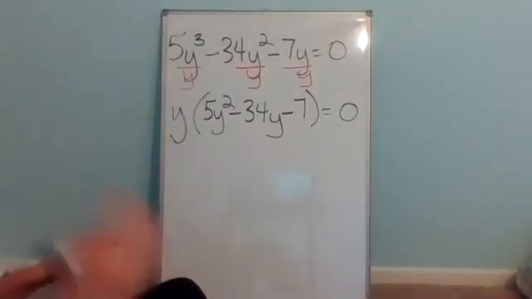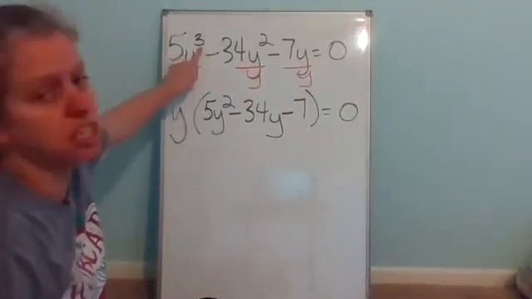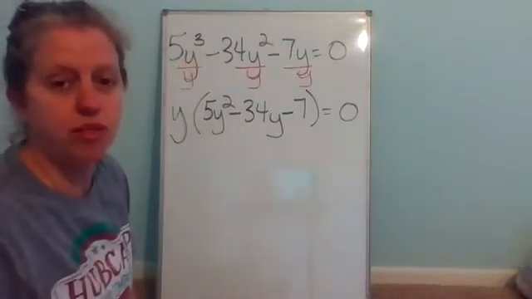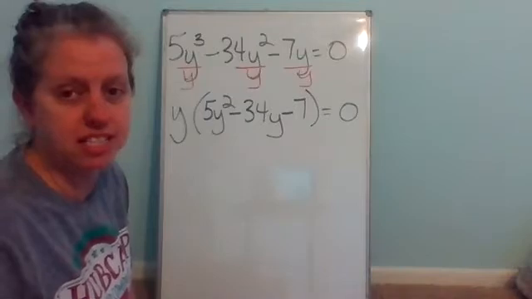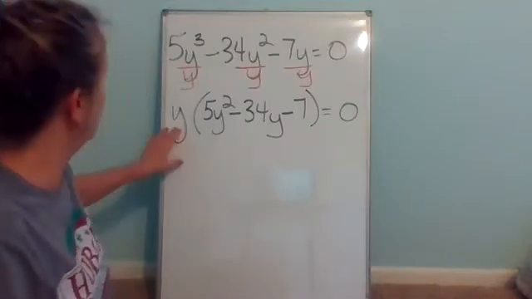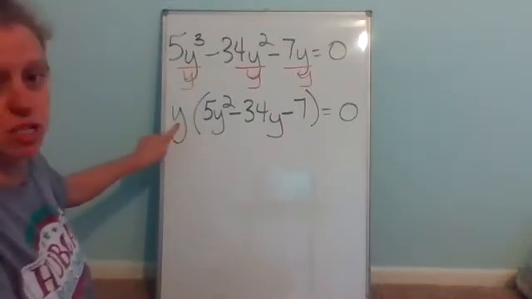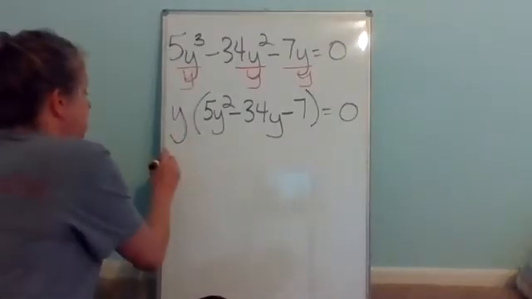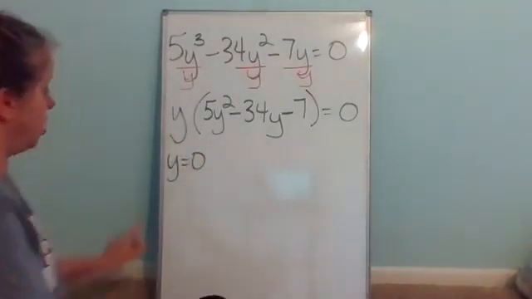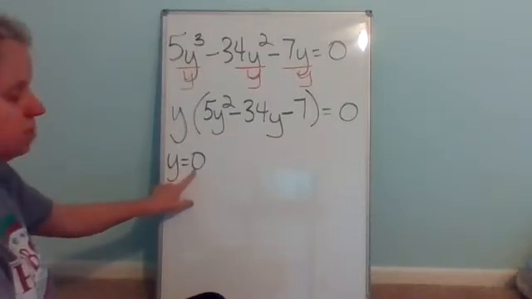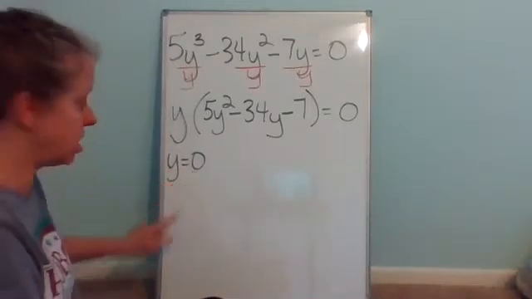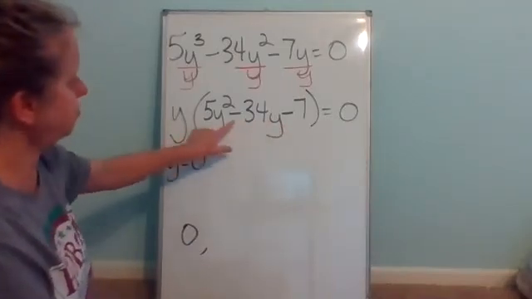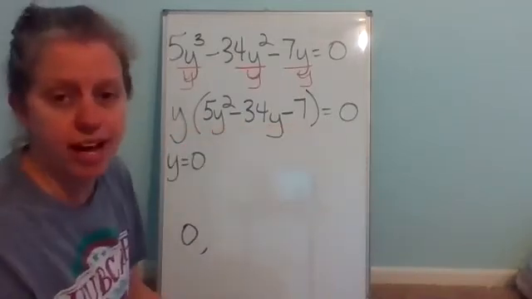Now, one thing I should have said before we did that was this is actually going to have 3 answers because it's a y to the third problem instead of a y to the second problem. So what I'm going to do, this y is what's going to give me my first answer. I just set it equal to 0 and solve it, which it's already solved once you set it equal to 0. So one of your answers is going to be 0. Now, look what you have here. This is going to give you your other two answers.